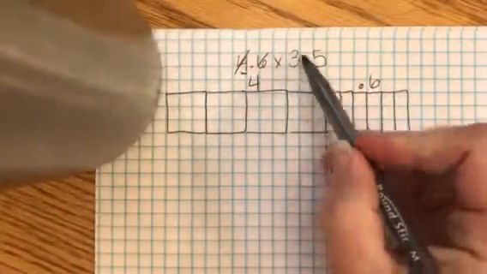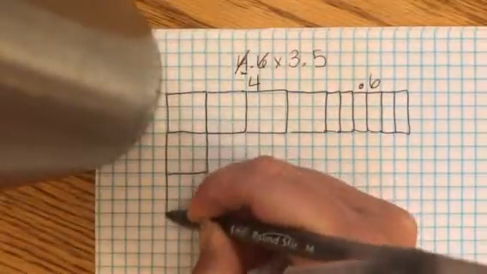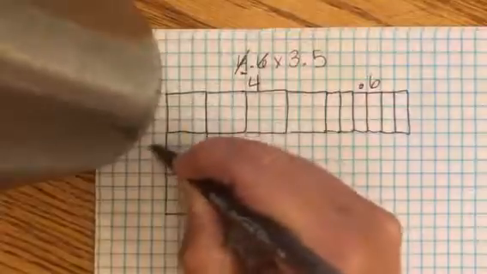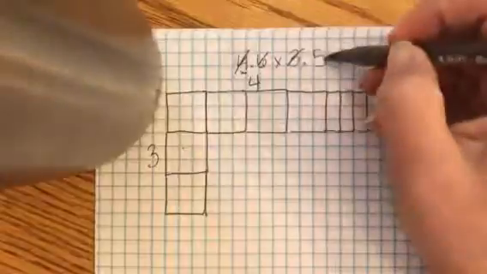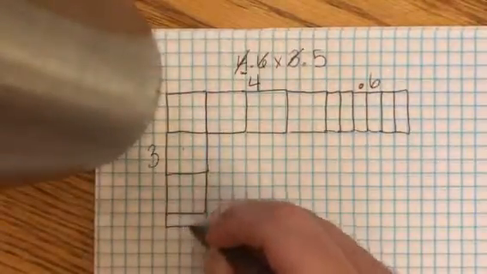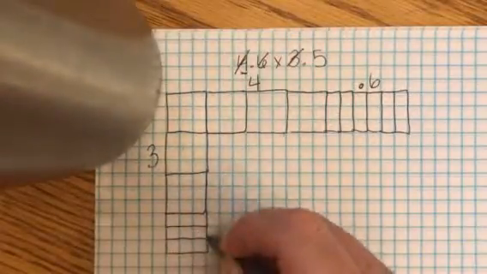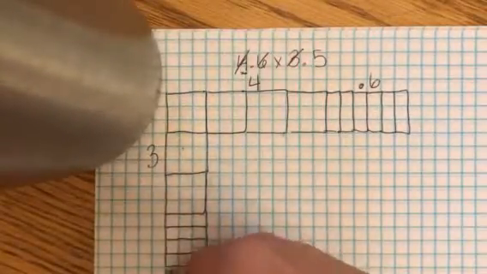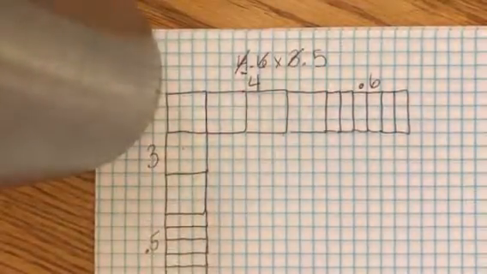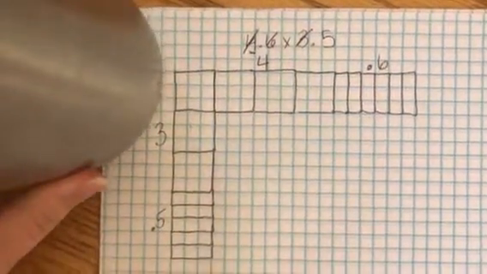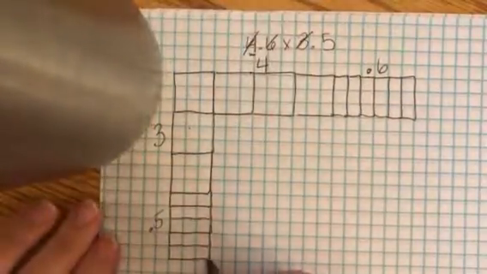Going down the side, I'm going to draw 3 holes. I already have 1, 2, 3 holes. Area model. I'm doing 3 down the side. Now I have to draw 5/10, but I have to lay them flat. 1, 2, 3, 4, 5. That was 5/10. So I laid them down going that way. 3 holes, 5/10.